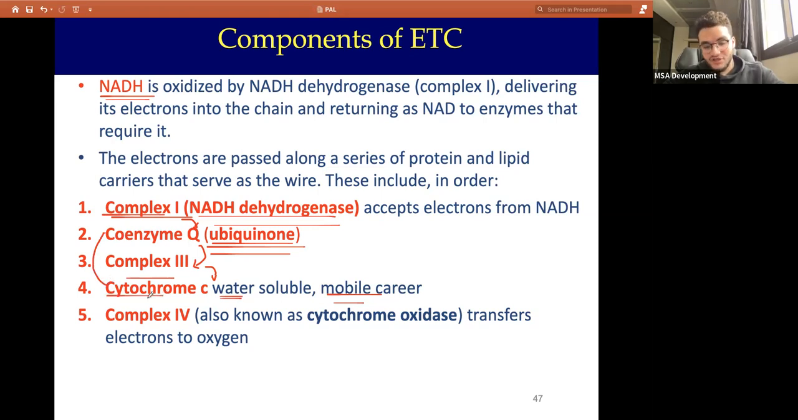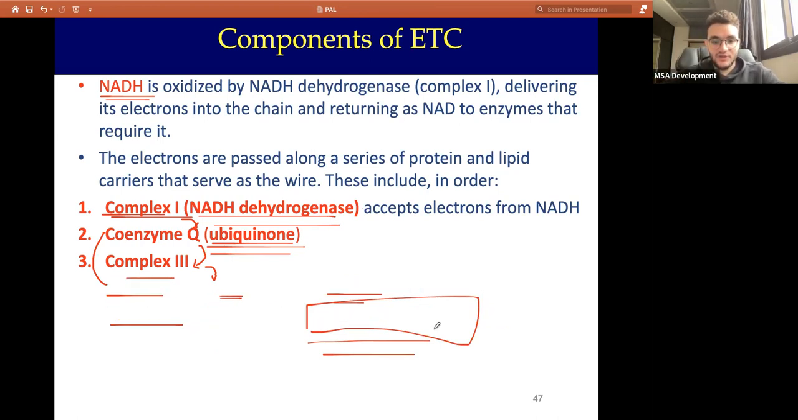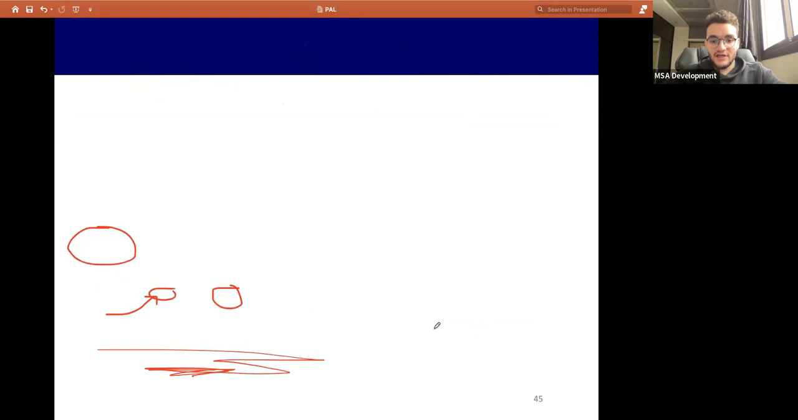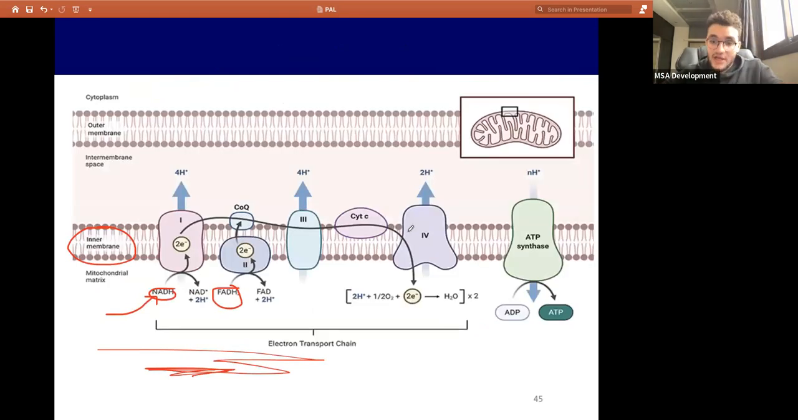Then from cytochrome C, it goes to complex number 4, which is also known as cytochrome oxidase. You have to know the other names for every single one. So why is it known as cytochrome oxidase? Because it takes this electron, remember the electron is at this point right here, and it gives it to an oxygen.